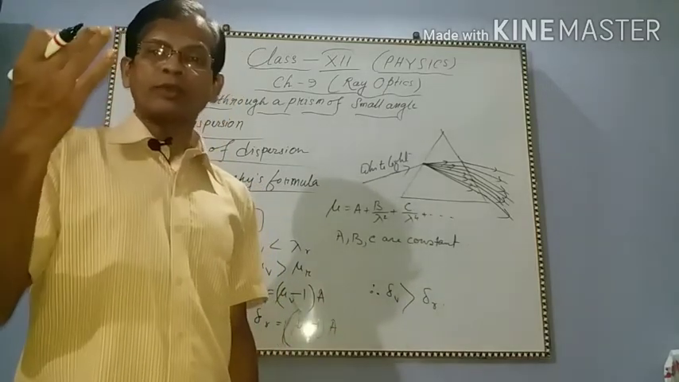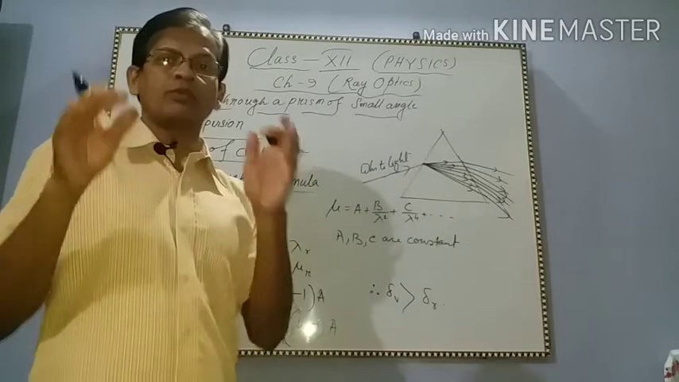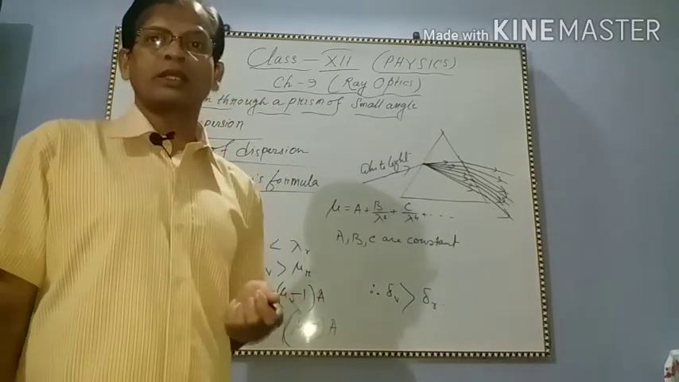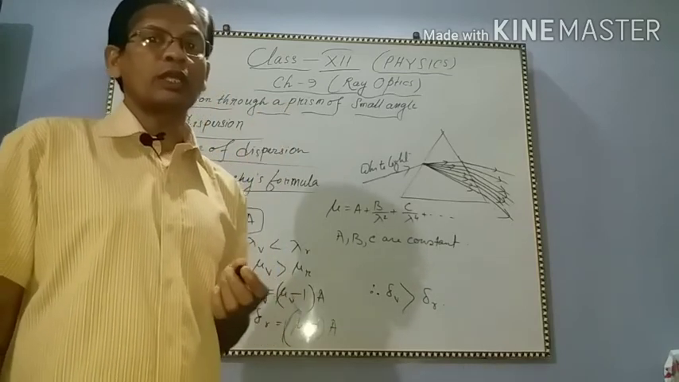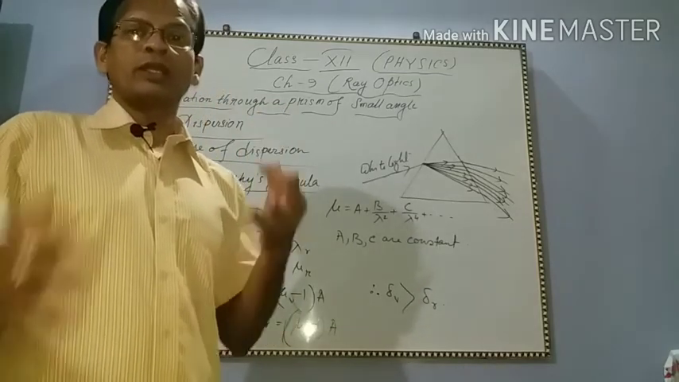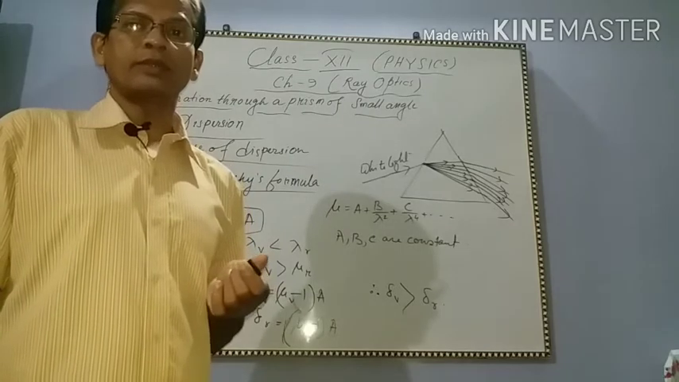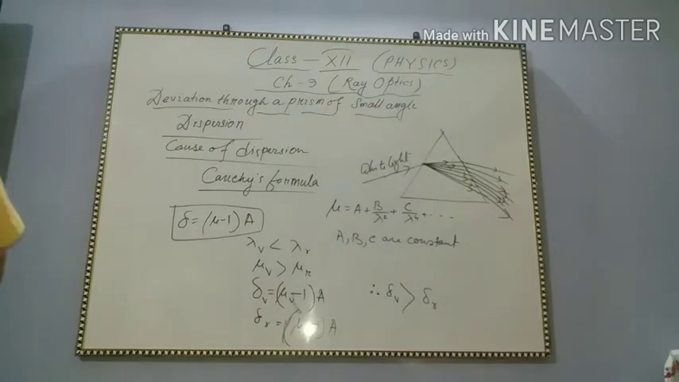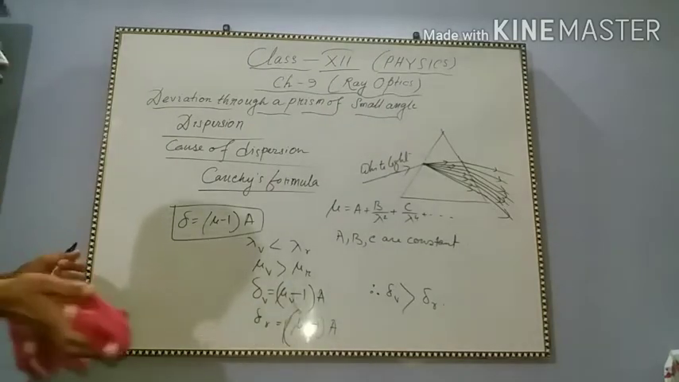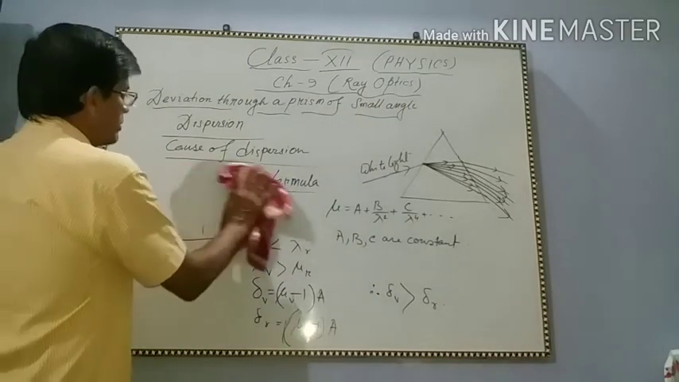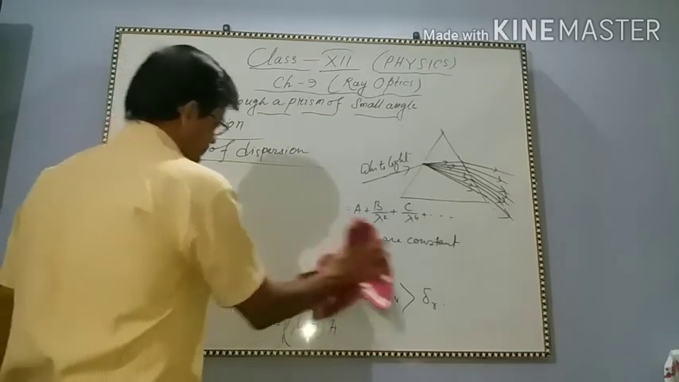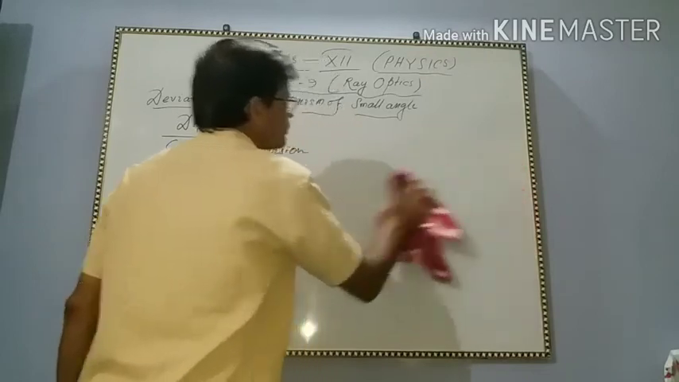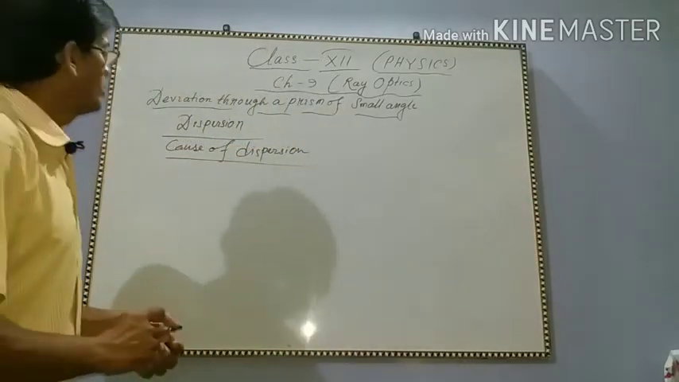So when white light passes through the prism, it moves in different directions according to their wavelength, and this is called the dispersion of light. Okay. Now we are going to discuss angular dispersion.